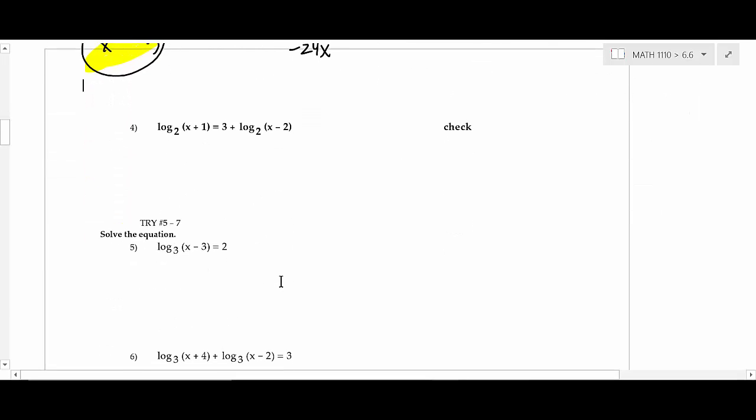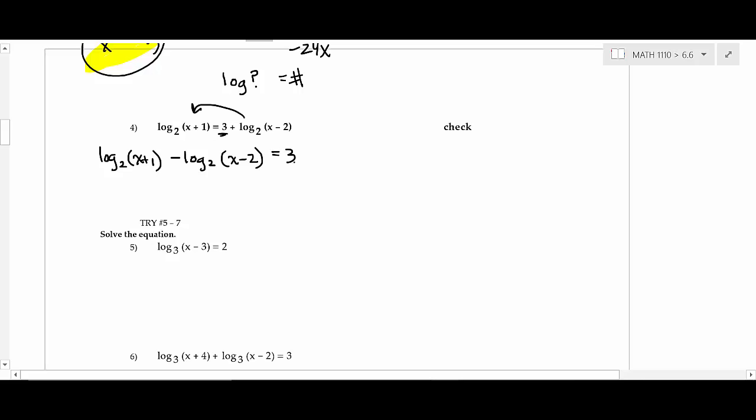Let's go to one like this now. With this one, what you want to try to do is get all of your logs on one side, so that log of something just equals a number. If you have logs on both sides of the equation, a lot of times it's a good idea to get them on one side. So I'm going to move that log there, leaving the 3 where it is. So I would have log base 2 of x plus 1, and then minus log base 2 of x minus 2 is equal to 3.